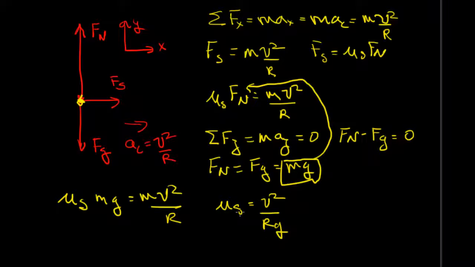And so if the car is traveling with velocity v and the curve has radius r, the minimum value of the coefficient of static friction that will keep the car on the road is v squared over rg. You could phrase the problem differently, and you could say, what's the fastest a car could go and stay on the road for a given static friction?